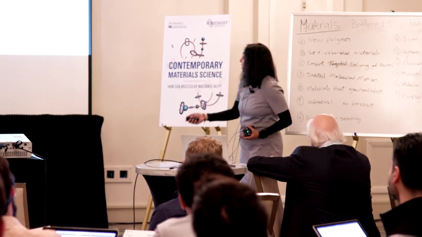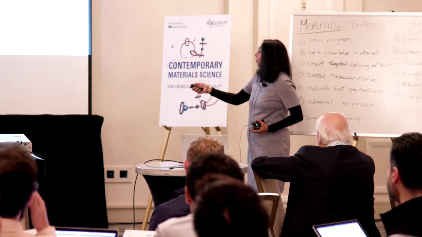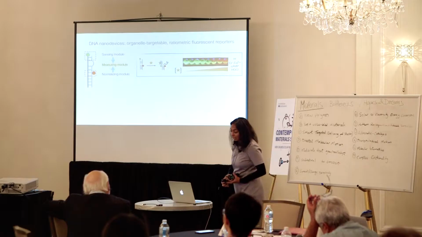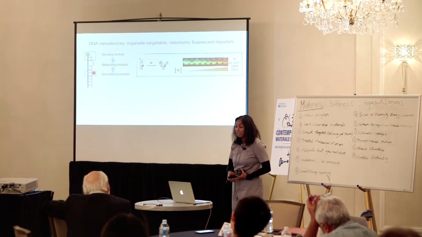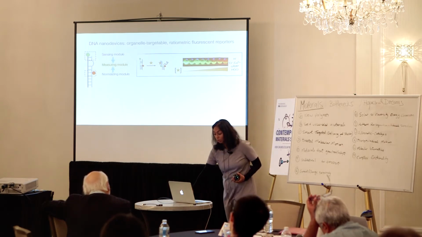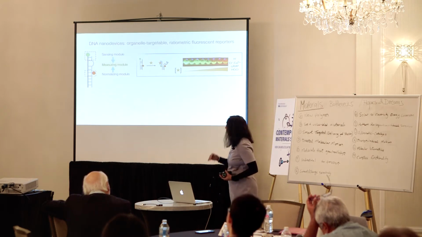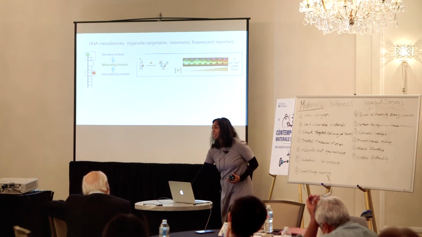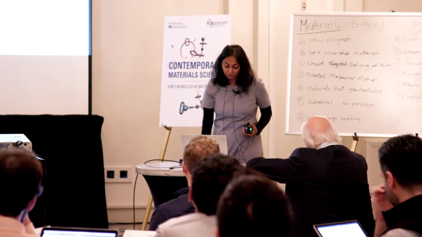Because DNA hybridization is 1:1, you have a very precise ratio of sensor chemistry to normalization chemistry. And this allows you to get a ratiometric readout. And a ratiometric readout is always quantitative. So it turns a qualitative detection chemistry into quantitative detection chemistry.